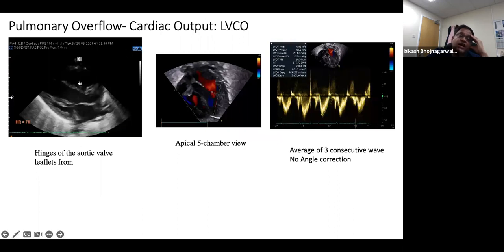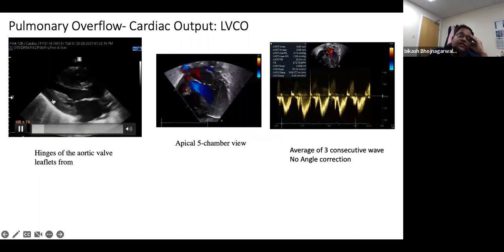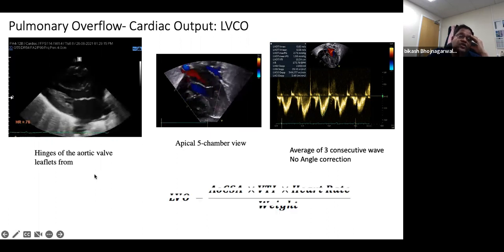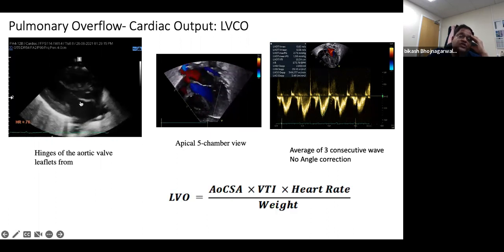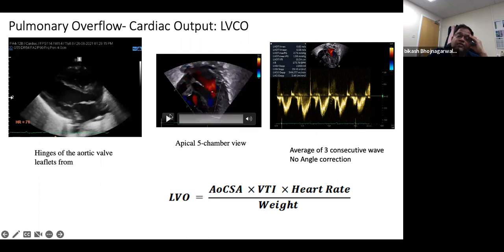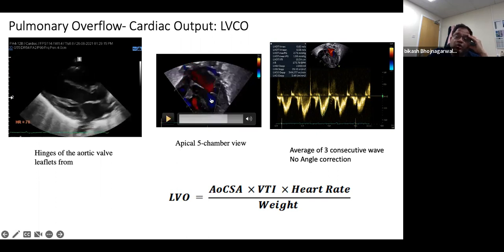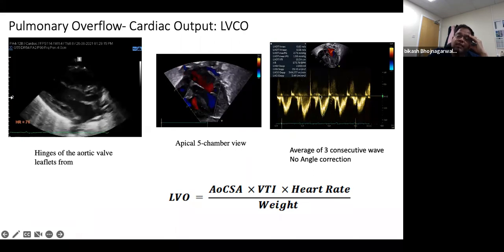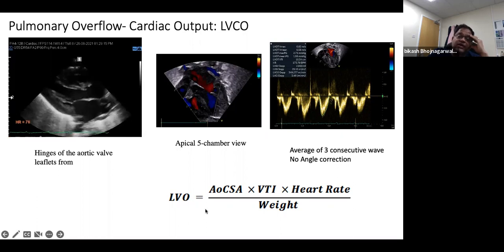So in terms of cardiac output, left ventricular cardiac output, we do a parasternal long axis view, and we should measure it properly at the hinges of the aortic valve leaflets. Take a 5-chamber view, and in the 5-chamber view, measure your LVOT, do a pulse wave of the LVOT, and you measure the velocity time integral by tracing the pulse wave Doppler. Most of the machines these days are smart enough. You don't need any calculation yourself to do it. And if you trace it, then you should get a VTI.